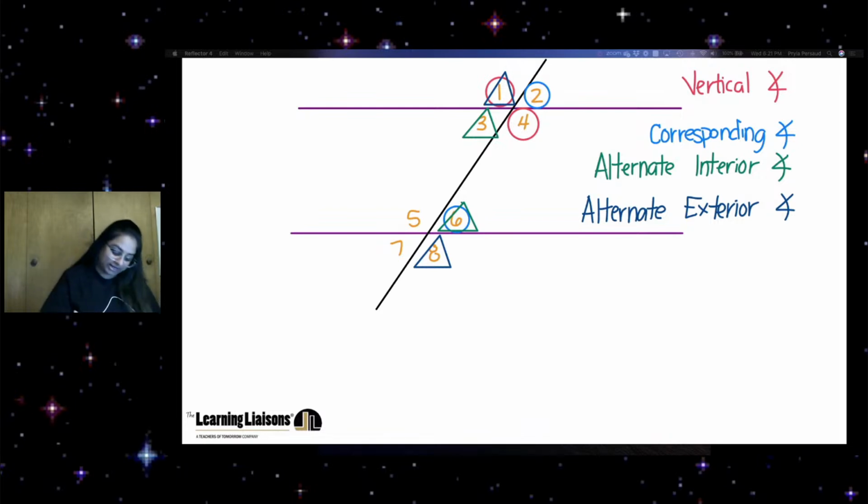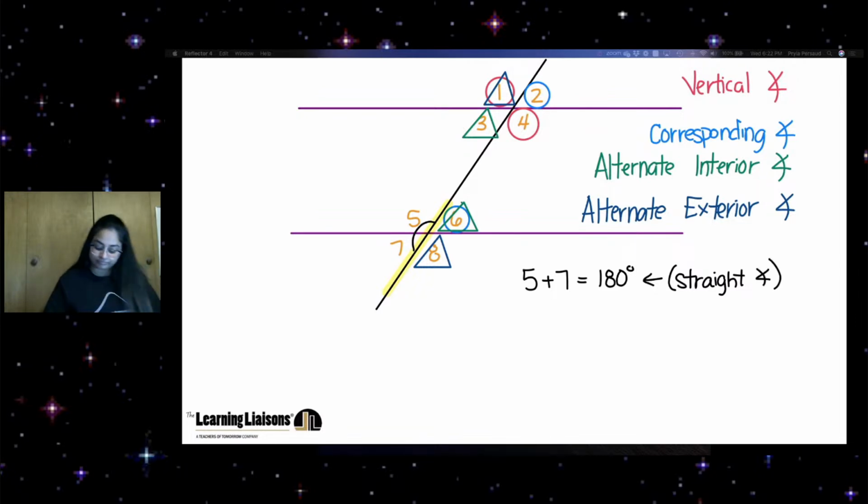And we'll look at that right now to look at 5 and 7, right? 5 and 7 are on a straight line. I can highlight that line for you. There's the straight line that 5 and 7 are on. So 5 plus 7 will equal 180 degrees, which is also known as a straight angle. Right? So these are all things that you need to know about transversals.